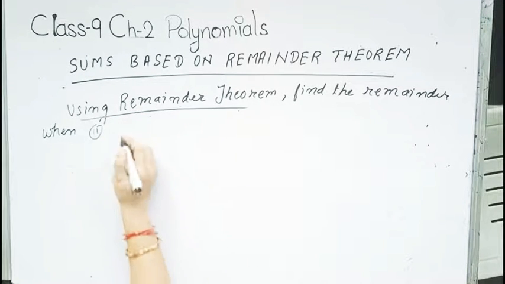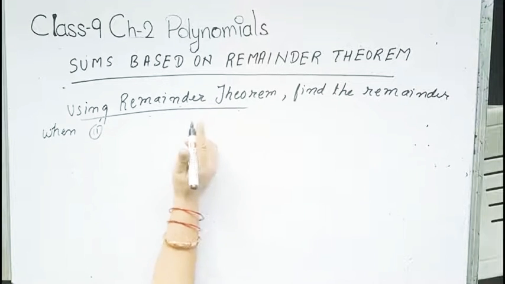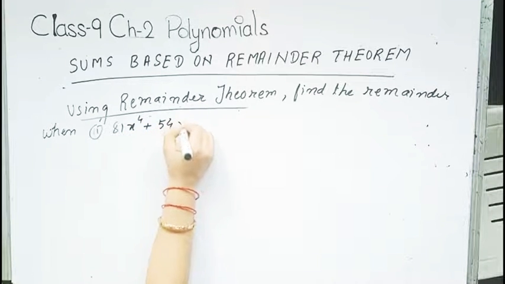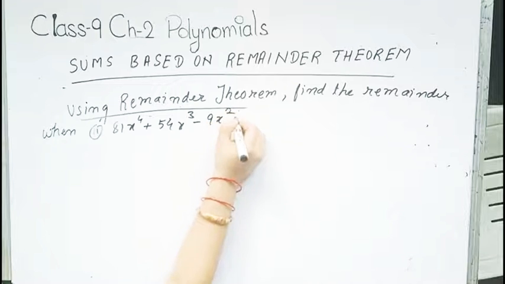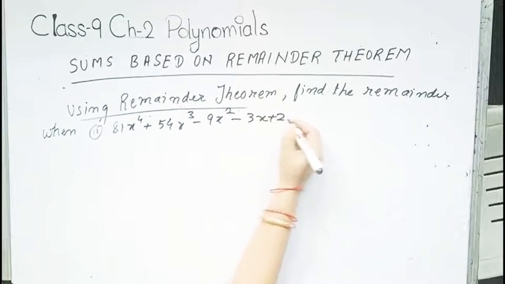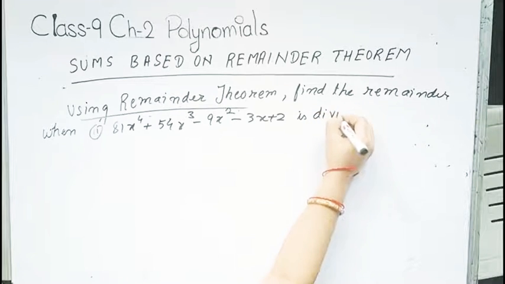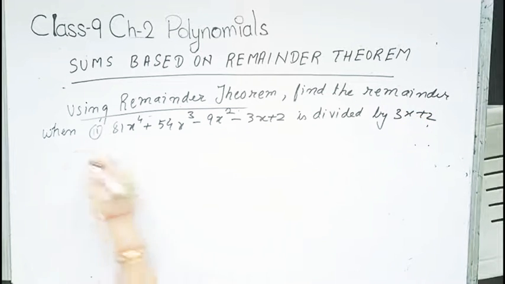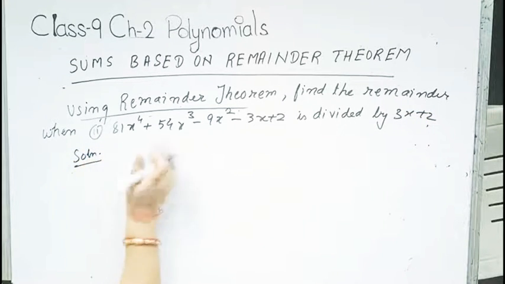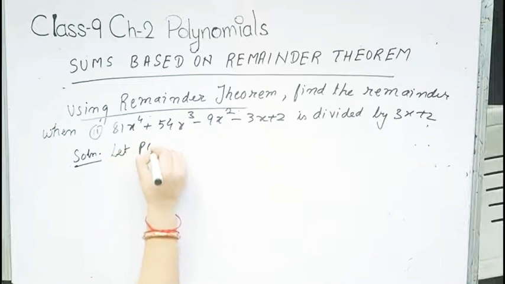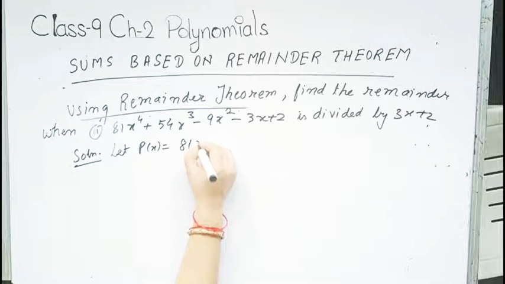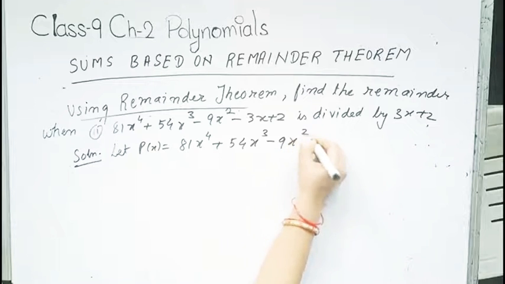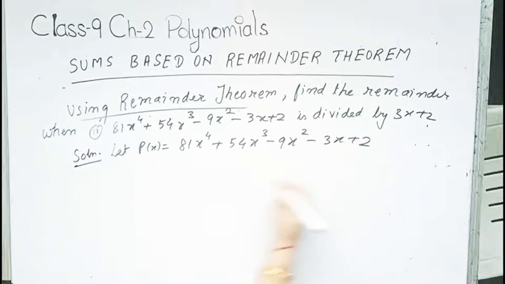Let us go to one more sum, children. The sum says: find the remainder when this polynomial 81x power 4 plus 54x cube minus 9x square minus 3x plus 2 is divided by 3x plus 2. Now clearly in the solution, first name this given polynomial. Let p(x) equals 81x power 4 plus 54x cube minus 9x square minus 3x plus 2.